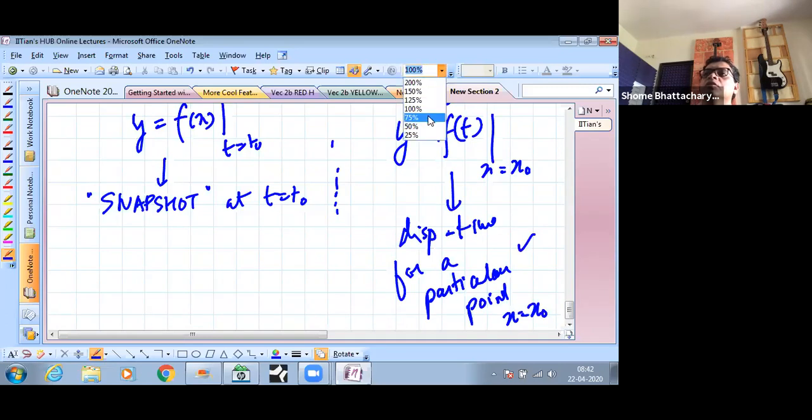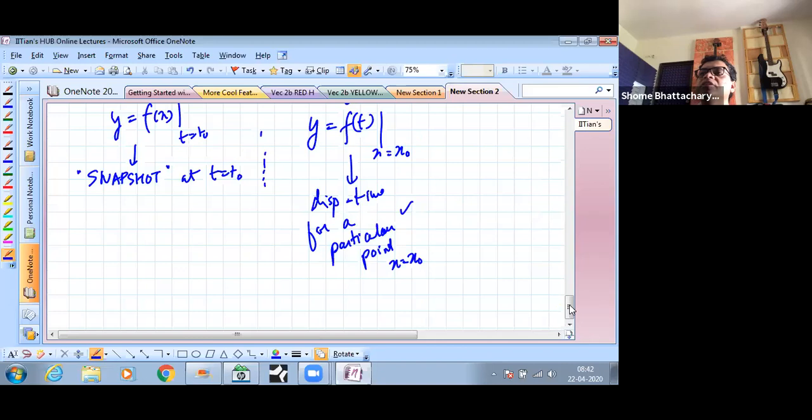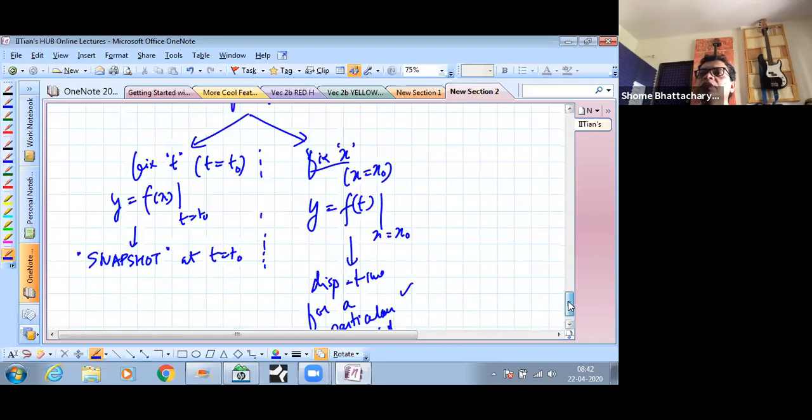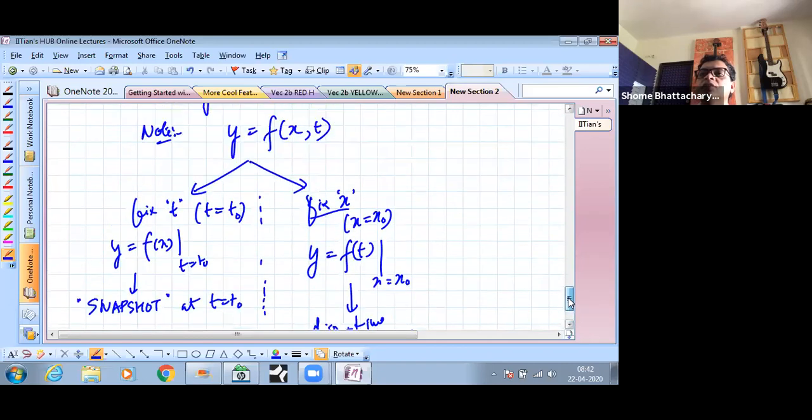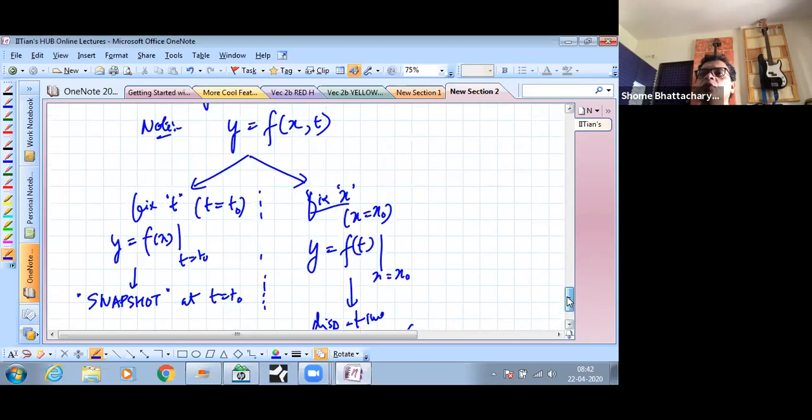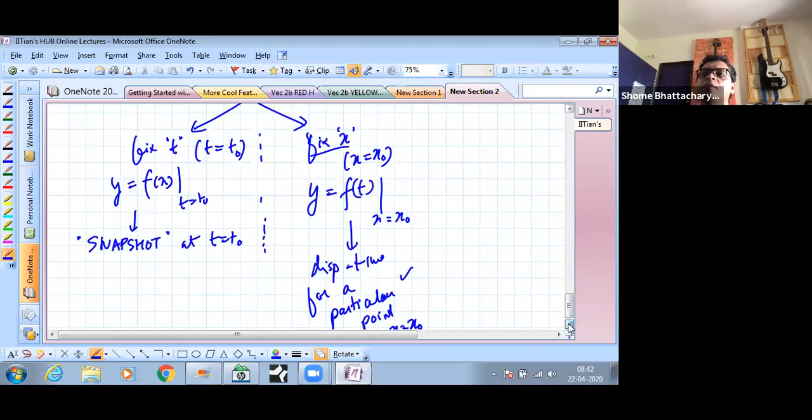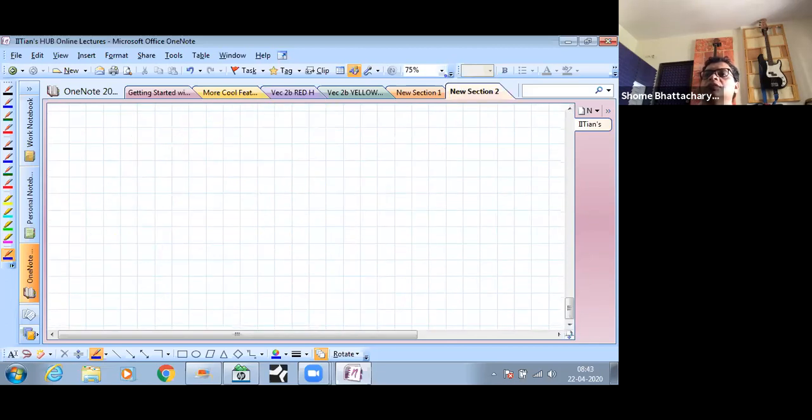Okay. On the one hand, we can fix the value of time, so we get y as a function of x. So that gives us what is called the snapshot. On the other hand, we can fix the value of x and interpret y as a function of time. So that gives us the displacement time relation for that particular particle. So let's understand this with an example, which is again going to be the sinusoidal example.